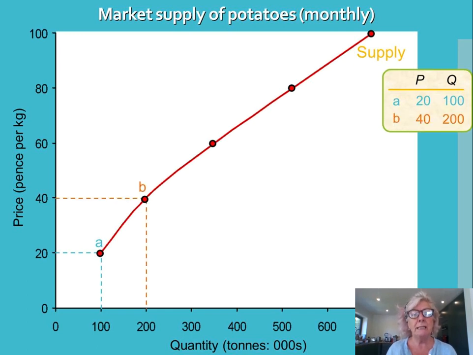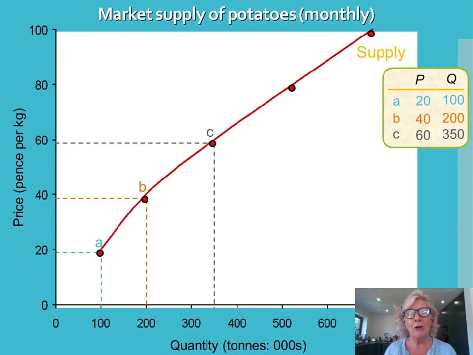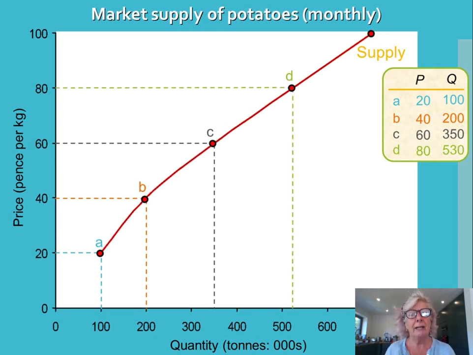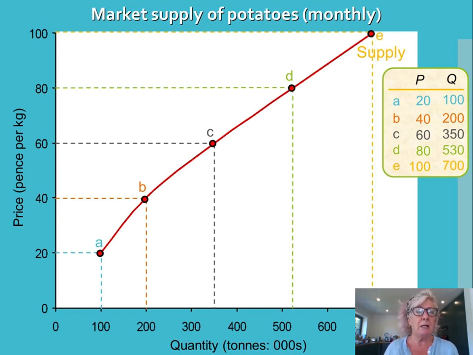But again, as the price rises, the amount of potatoes that farmers are willing to supply to the market also rises. So again, as we get to this high price of £1 or 100 pence, the quantity of potatoes that farmers are willing to supply to the market in any one month has gone right up to 700,000 tonnes, because they know at this high price they can make lots of profit. So they decide maybe we won't grow carrots anymore, we'll grow potatoes. They've increased their supply because they're motivated by profit. So that's our demand and supply curves.